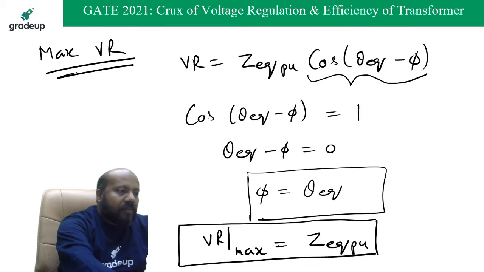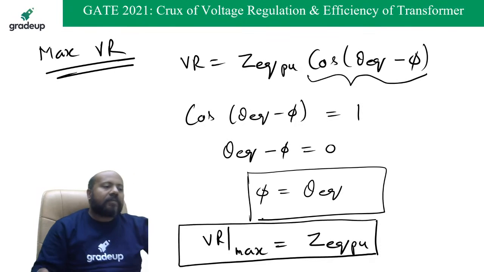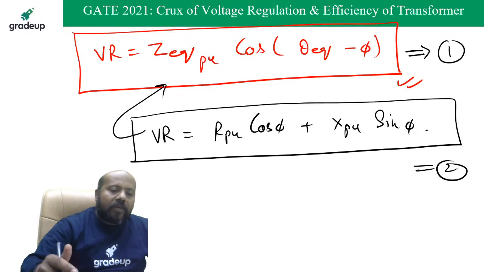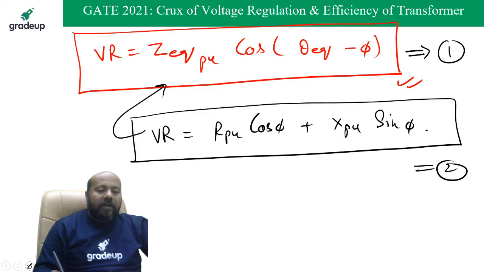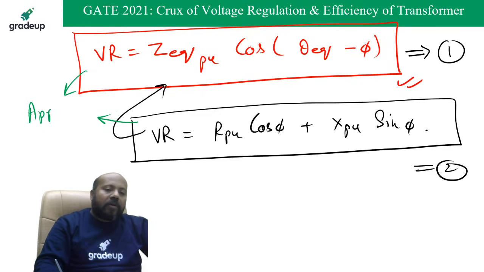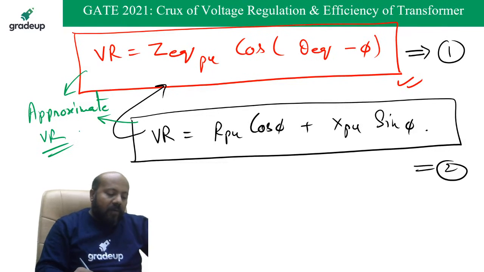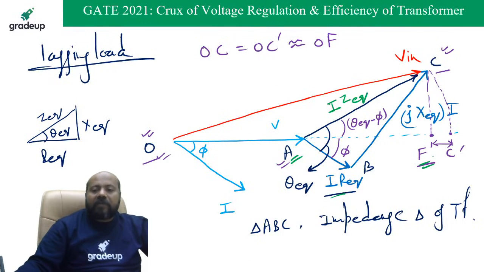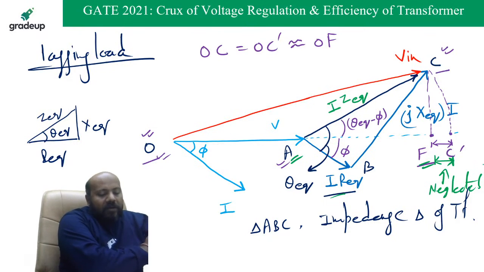Are you able to follow this? Now listen very carefully. What is the important concept here? Whether this equation or this equation, these are approximate expressions for voltage regulation. Why approximate? Because we have neglected this FC dash. That is why we are getting the approximate voltage regulation, not the exact one.